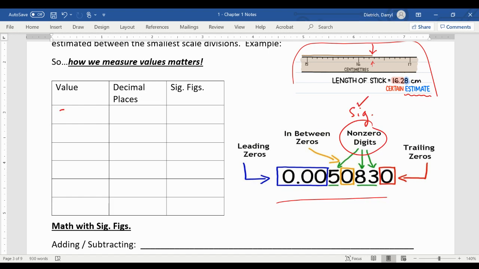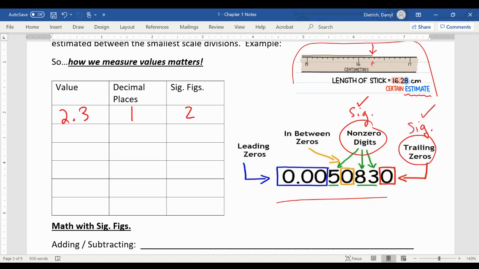So a number like 2.3. Okay, so we're talking about decimal places. We're talking about the number of places past our decimal point. So this would have one decimal place and 2 sig figs. Okay, trailing zeros after a decimal, or trailing zeros in general, we also call those significant.